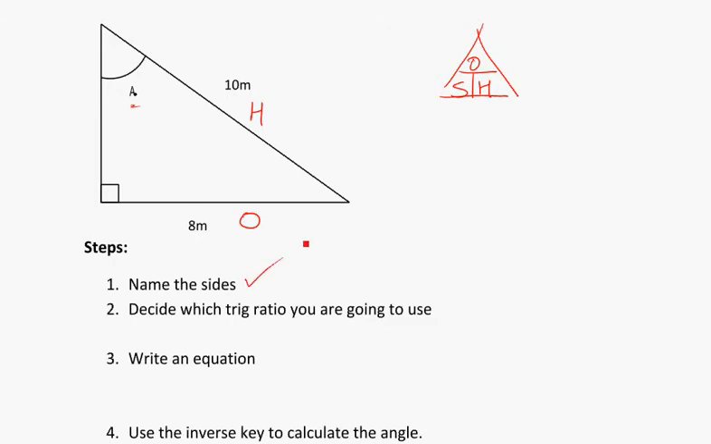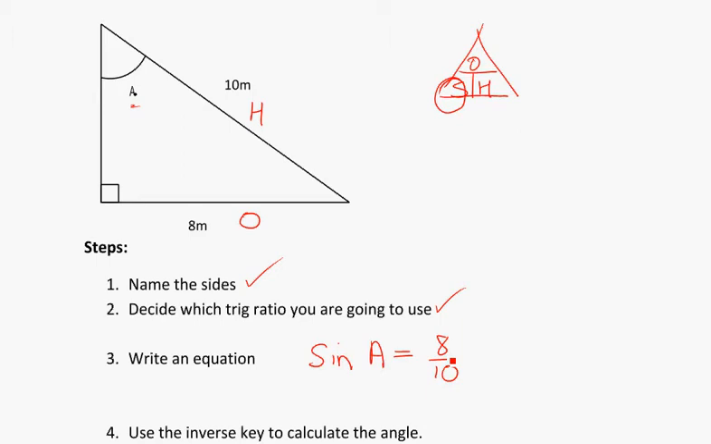So we've named the sides. Decide which trig ratio we're going to use. We're going to use the sine ratio, and now you write an equation. Whenever you are finding the angle, you always use the one on the bottom left. So you're going to write the sine of A equals. Now what does it equal? It equals the opposite divided by the hypotenuse. So 8 divided by 10.